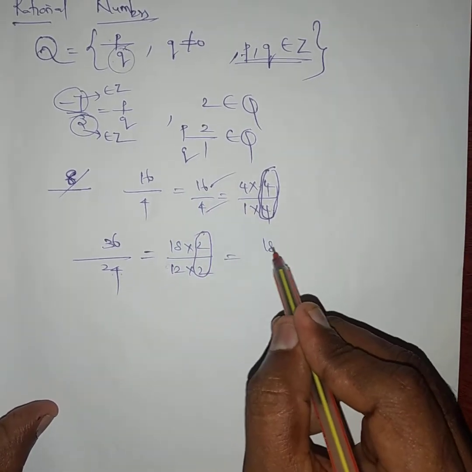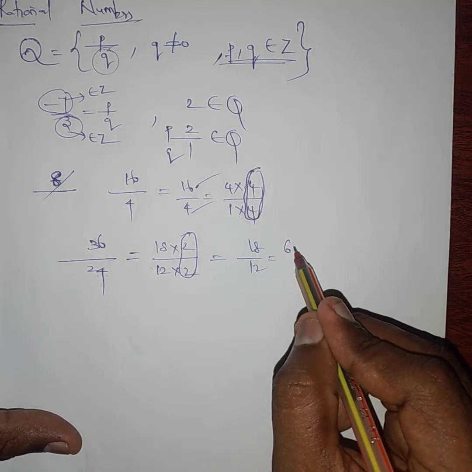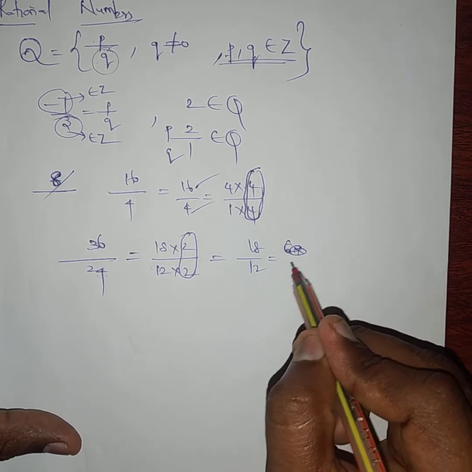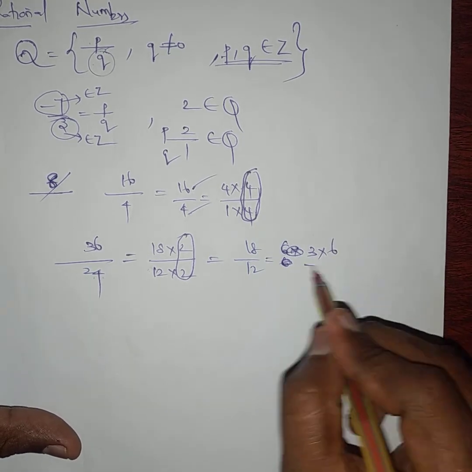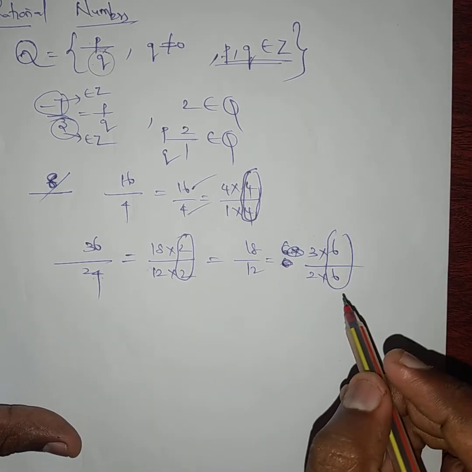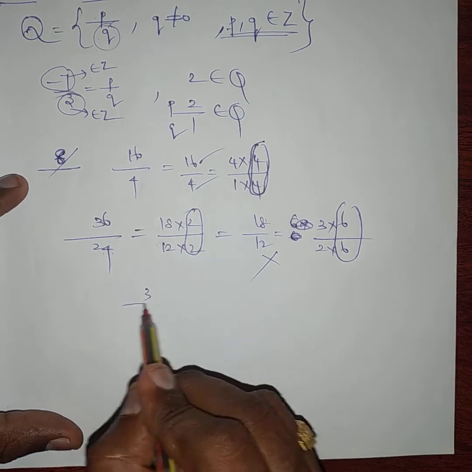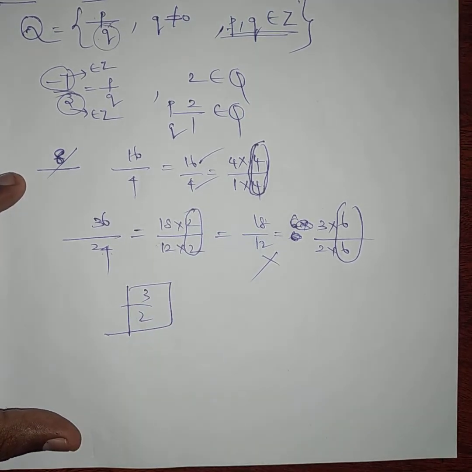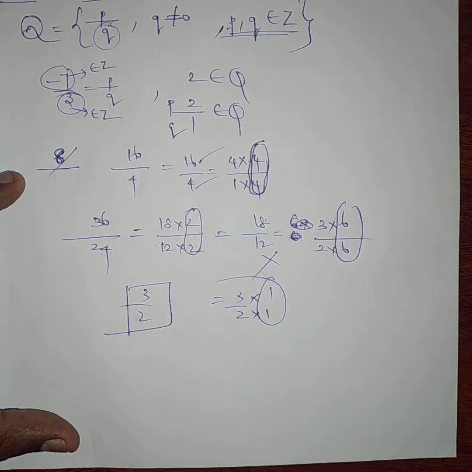Next, if I am going to write 18 by 12, you can write it as 6 into 3 over 6 into 2. 3 sixes are 18, 2 sixes are 12. See, 6 is a common factor, so 18 by 12 is not the rational number, but 3 by 2 is a rational number. Why is 3 by 2 a rational number? Because 3 by 2 has a common factor of only 1, that's all.